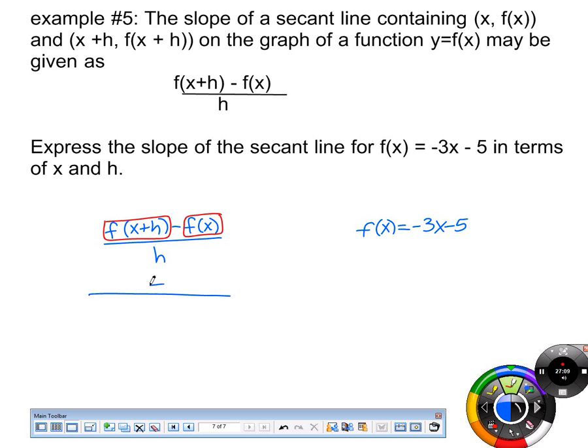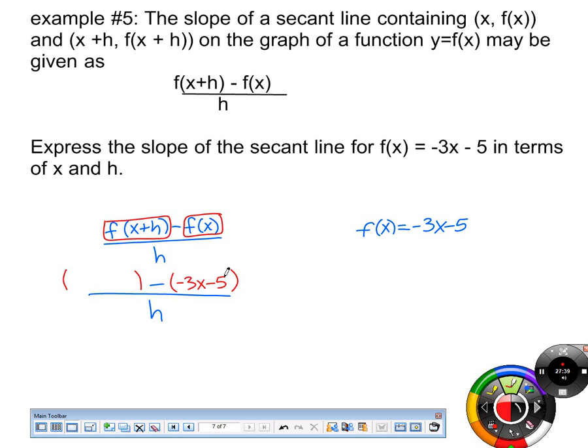So we're going to have a minus sign. We're going to have h in the denominator. But there should be something that gets plugged in here for f of x plus h, and there should be something that gets plugged in here for f of x. Which one do you guys want to replace first? Which one's easier? f of x, right? They tell us what that is. That's easy. Okay, so f of x is negative 3x minus 5. Okay? Nothing is required except for reading properly and understanding what the notation means.